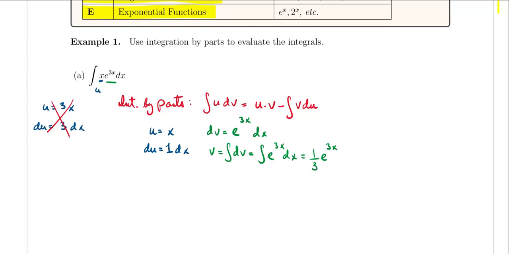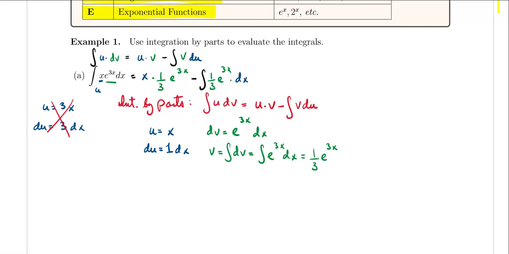Alrighty, so we get our u, we get our dv, so I'm just going to go ahead and label them here. If we have the integral of u dv, well, we know that this is going to give us u times v minus the integral of v du. Alrighty, now this is where we're going to be putting everything together here. So we're going to have the integral of x times e to the 3x dx is going to be equal to our u times our v minus the integral of v du.